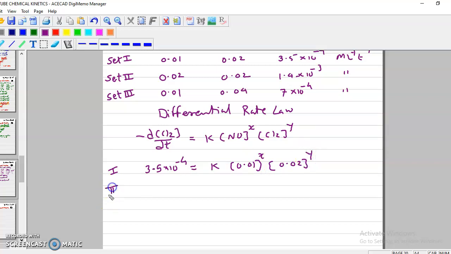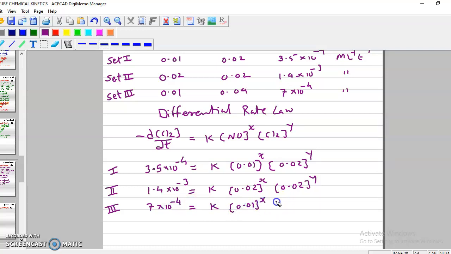In the second set we take 1.4 into 10 raised to minus 3 is equal to k, 0.02 raised to X and 0.02 raised to Y. And according to the third set we write 7 into 10 raised to minus 4 is equal to k, and here 0.01 raised to X and 0.04 raised to Y.